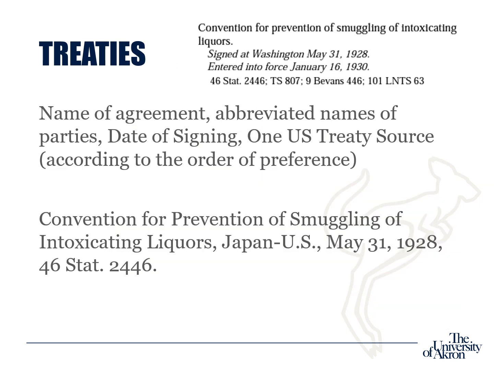In order to turn the treaty you found into a citation, you need the name of the agreement, abbreviated names of the parties, date of signing, and a U.S. treaty source according to the Blue Book's order of preference. So you put all of that together and you get Convention for Prevention of Smuggling of Intoxicating Liquors, Japan, and the U.S., abbreviated according to Blue Book Table T10. You can't abbreviate willy-nilly, you have to follow the Blue Book's rules. Again, if you need a Blue Book, we have Blue Books at the library.